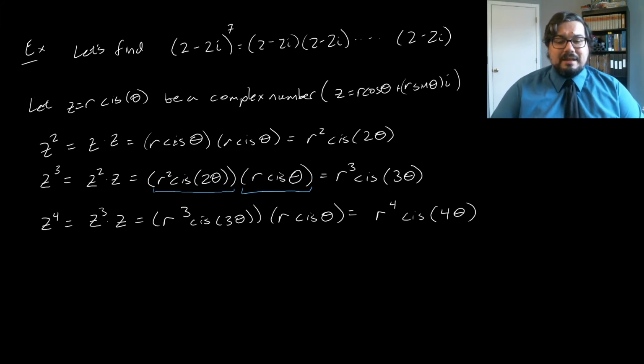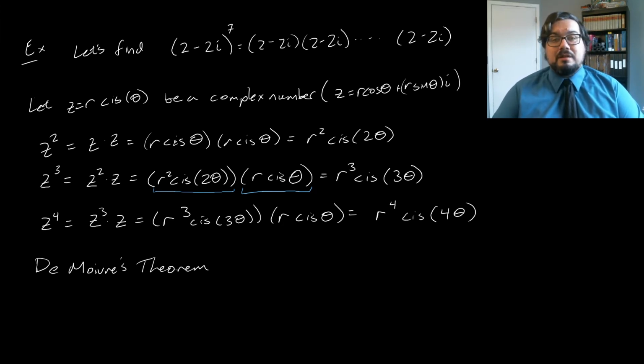And the same is true for z cubed, z squared, and it will continue to be the case. If we calculate z to the fifth, we'll have r to the fifth CIS 5 theta. z to the seventh will be r to the seventh CIS 7 theta. This is the content of de Moivre's theorem. It really is an application of the product formula that we had last time.